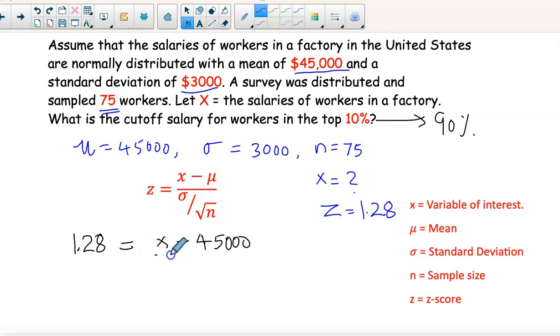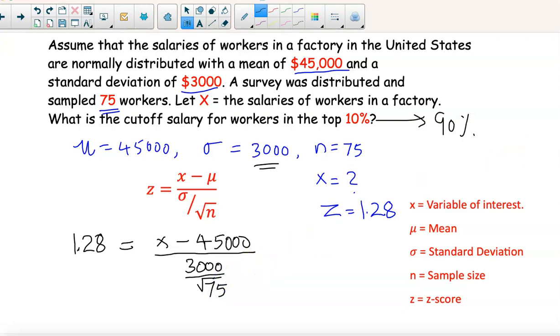45,000 divided by sigma, that is 3,000. 3,000 divided by square root of n. N is 75, so let me write down 75 here.